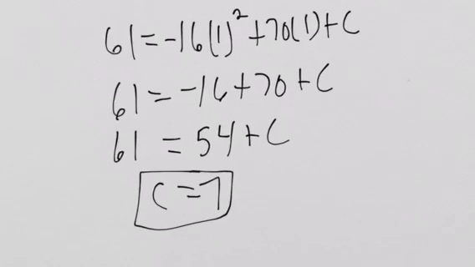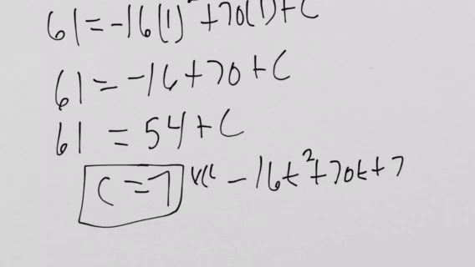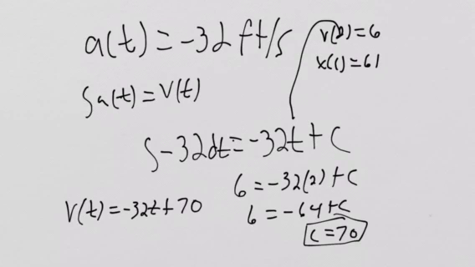So now I need to write my final position function. It's negative 16t squared plus 70t plus 7, and I'll call this x of t. And this other one, v of t, is negative 32t plus 70. So now I have v of t and I have x of t.